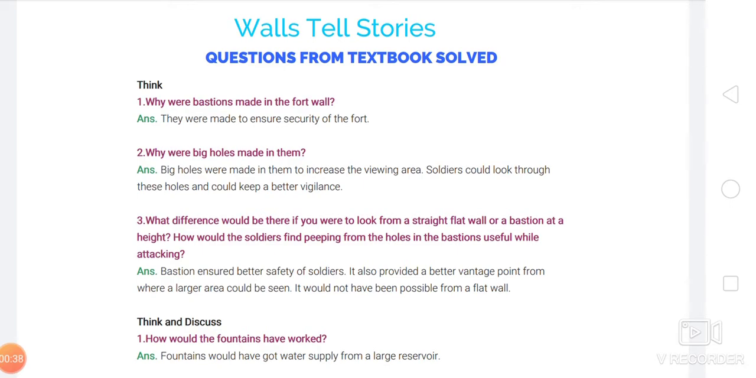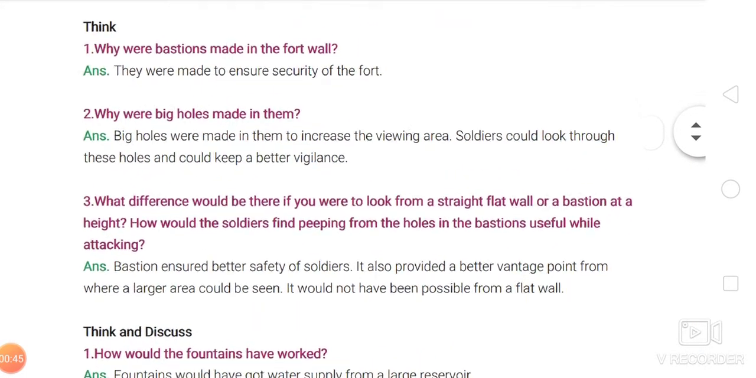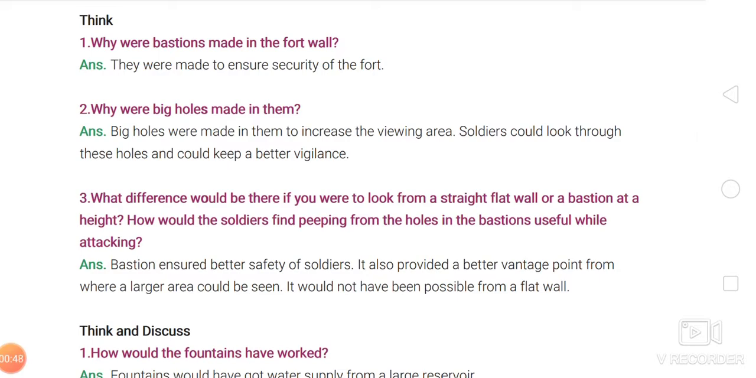So here it goes. Walls tell stories. Think. Where were bastions made in the fort wall? They were made to ensure security. Why were bastions made in the fort wall? They were made to ensure security of the fort. Why were big holes made in them? Big holes were made in them to increase the viewing area. Soldiers could look through these holes and could keep a better vigilance.